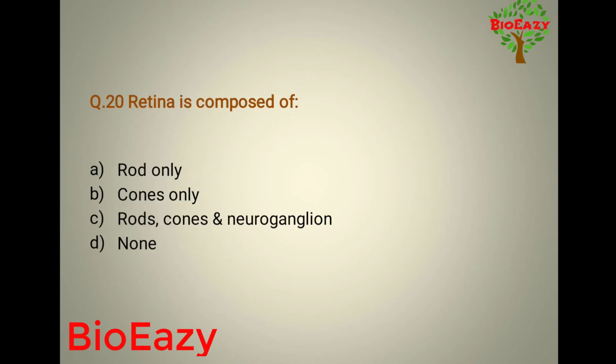Next is the retina is composed of rod, cones and neuroganglion. Your answer is number C.